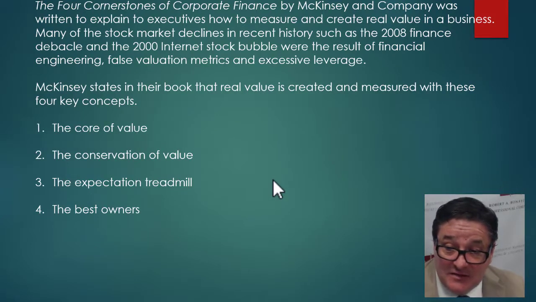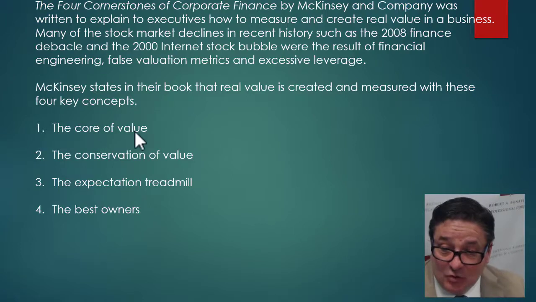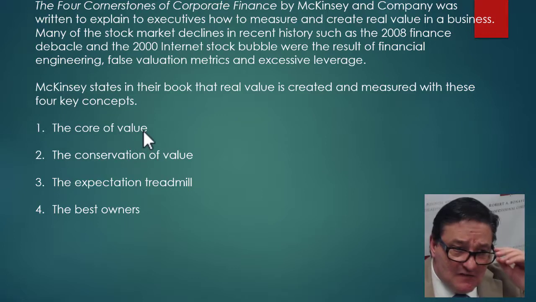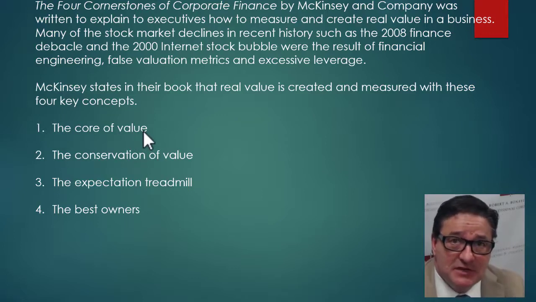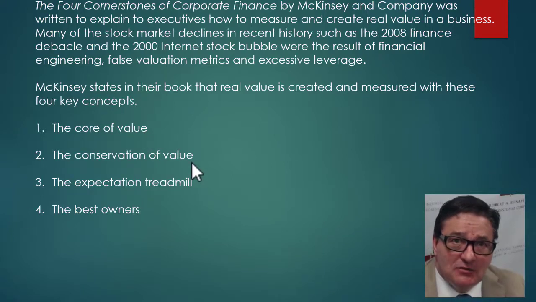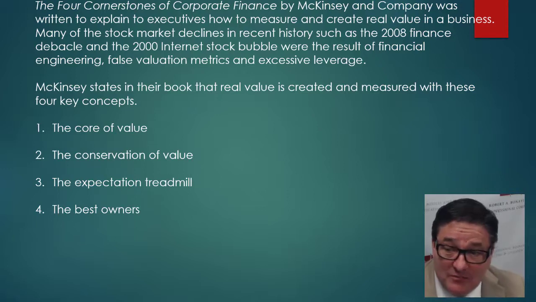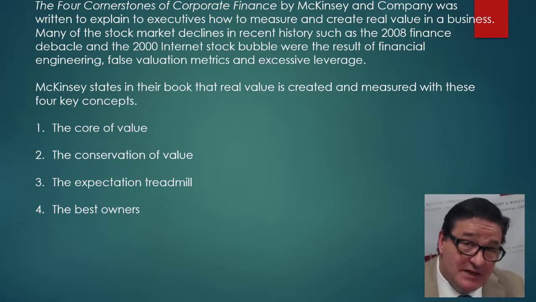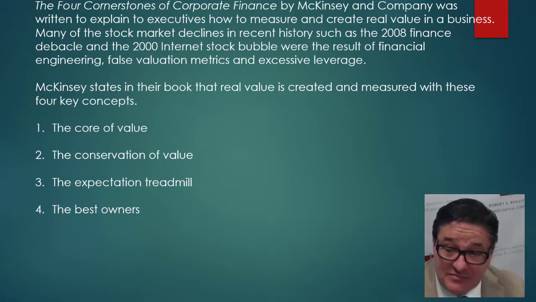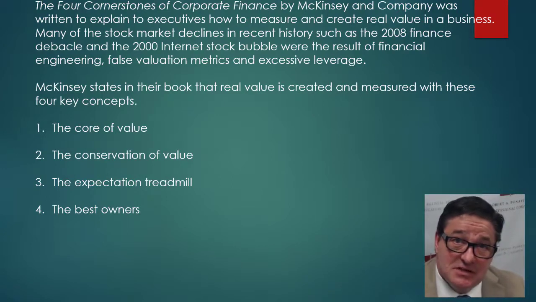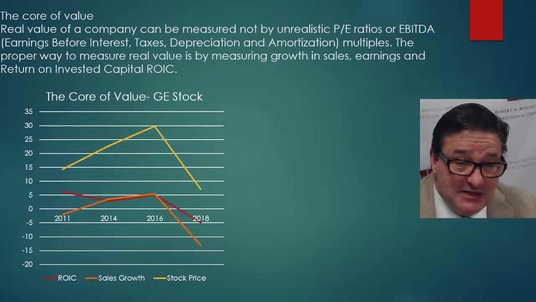Now, the four cornerstones basically are the core of value, the conservation of value, the expectation treadmill, and the best owners. To break these down simply, core of value is financial ratios that really mean something, like return on invested capital or sales growth. Conservation of value is cash flow, right? What you're really buying when you buy something is cash flow. And the expectation treadmill: what do you expect to happen in the future? Companies don't trade on what they're doing now. They trade based on what they're going to do in the future. And the fourth one is my favorite, best owners, meaning that some people should own certain types of companies and some shouldn't, right? Now let's take a little bit deeper dive here.